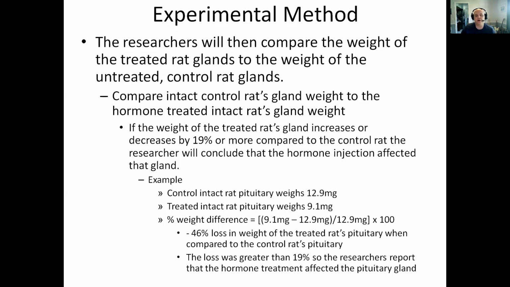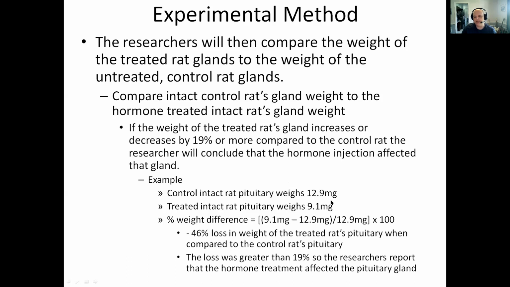So my example here is we're going to take the control intact rat pituitary weight, and if you go to the handout sheet, you'll see that that is 12.9 milligrams. And then they're going to take a treated rat pituitary weight, in this case I just made it up, it's 9.2 milligrams, and they're going to compare these two by taking the percentage difference between these two values. So how much did the hormone treated rat's pituitary weight change in that 2 weeks compared to the control?